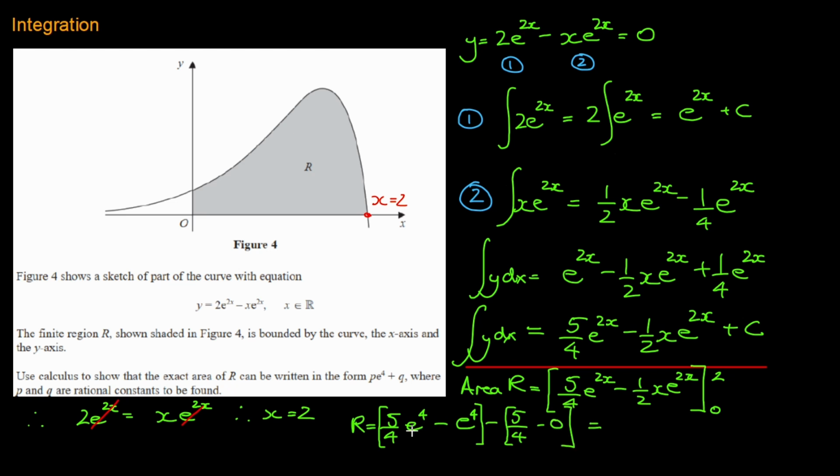So this is equal to 5 over 4 e to the 4 minus effectively 4 over 4 will just be a quarter e to the 4 minus, take away 5 over 4. And we were asked to prove that the area is in the form of that, so therefore I can say, coming over here, therefore P is equal to a quarter, and Q is equal to negative 5 over 4. And those are your answers.